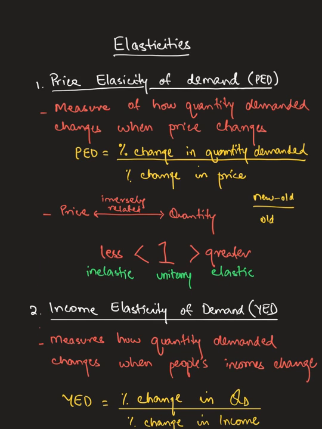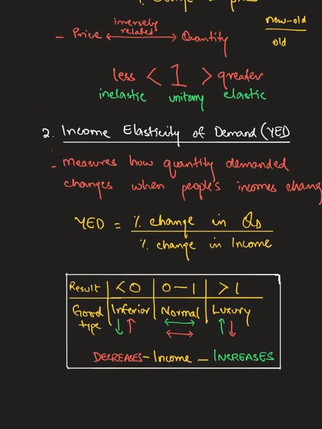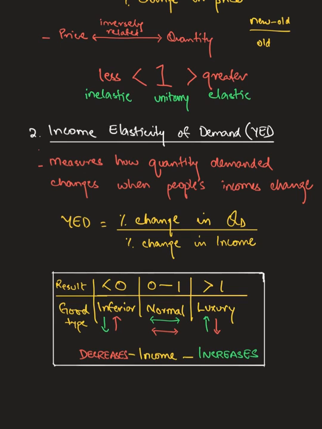The second one we did was called income elasticity of demand. The only thing that changes is the factor that's influencing the change in quantity demanded. Previously in PED, we took price as the main factor. In this case, however, we take the income of the people as the main determinant. So what YED, or income elasticity of demand, measures is how quantity demanded changes when people's income changes. The way to calculate that is percentage change in quantity demanded, that's what QD is, divided by percentage change in income.